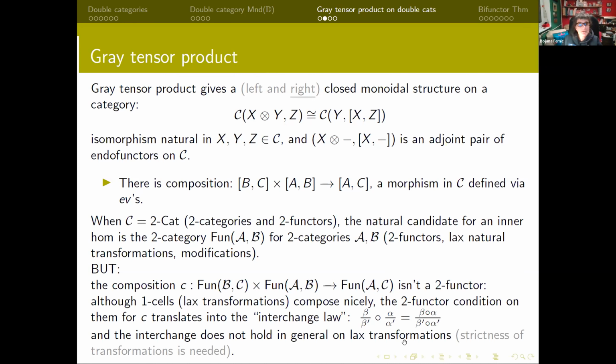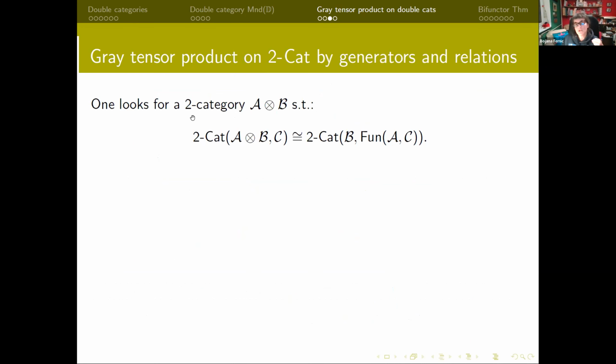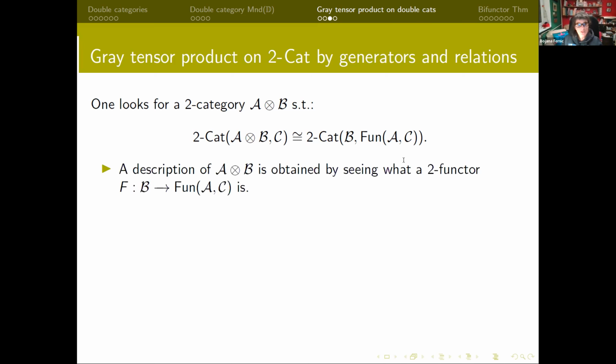So to come out of this, the idea of Gray was to look for a 2-category A tensor B. We don't know what this tensor should be, such that, and then you write out the definition of the closedness condition. You don't know what the left-hand side is, but you do understand the right-hand side. So a description of this tensor product is obtained by seeing what a 2-functor on the right-hand side is. If you evaluate F at some b in B, you get a 2-functor. Then you need to evaluate again on an object a in A and so on, and also on the other levels of data.